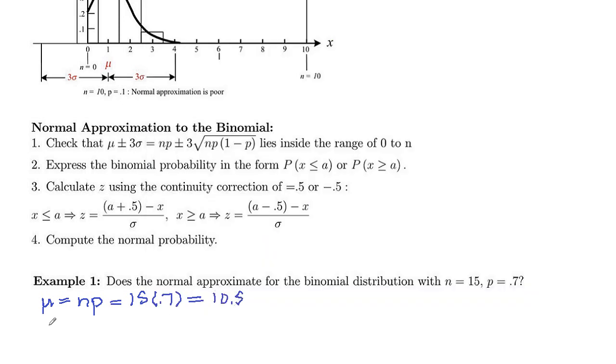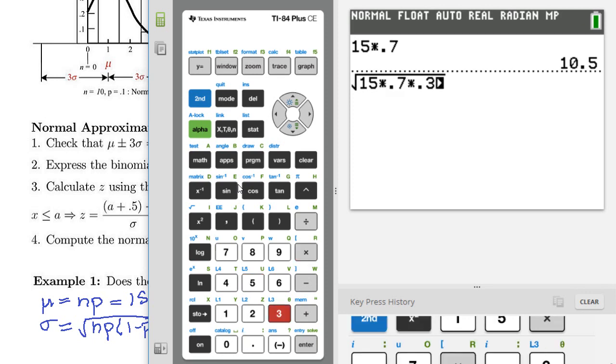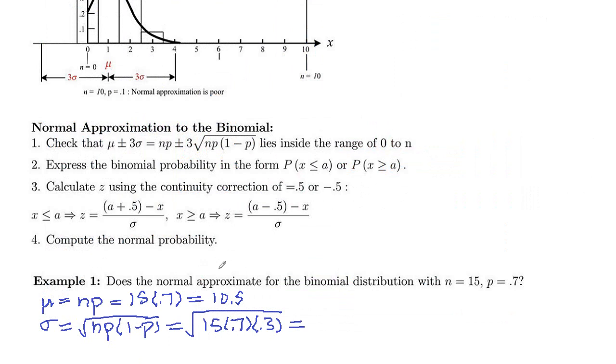And then our standard deviation sigma is going to be square root of np(1 minus p). So for us, that's going to be square root of 15 times 0.7, and then 1 minus 0.7, 0.3. Let's go ahead and compute that. So square root of 15 times 0.7 times 0.3, 1.77.